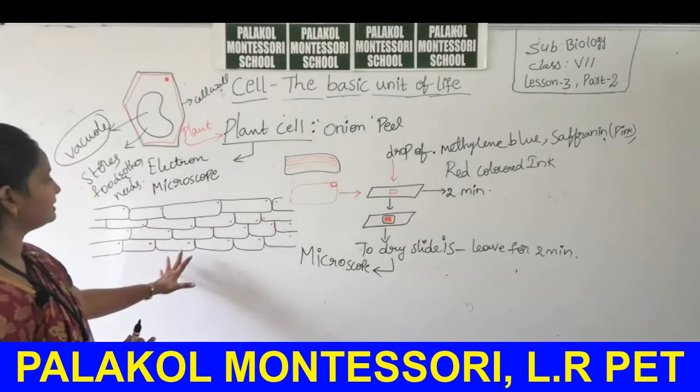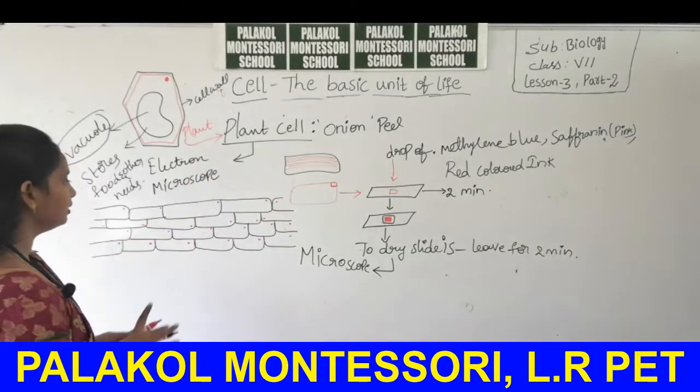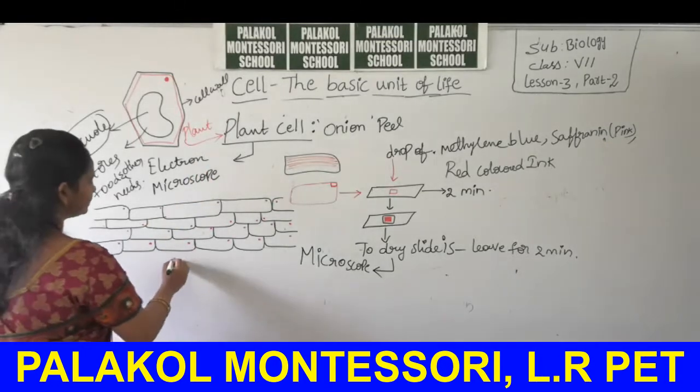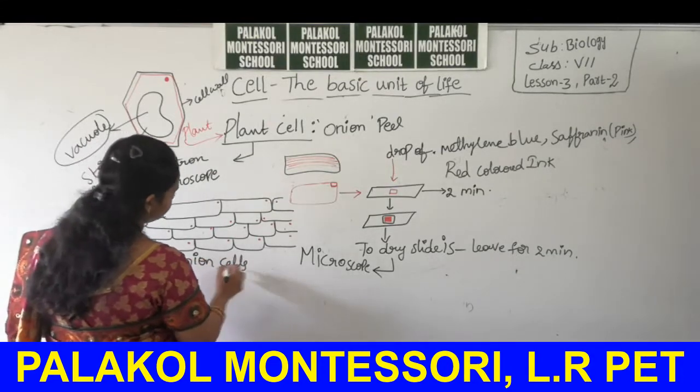Now this is the appearance in the case of an onion peel. So if you take this, these are onion cells.